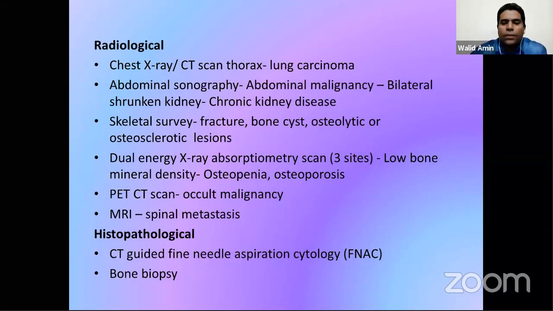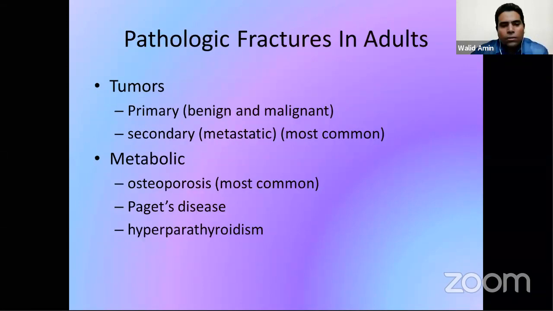We will talk mainly today about some types of pathological fractures in adults. In children, it is a very big topic, and we didn't mention it in this topic. Mainly the causes in adults will be tumors and metabolic causes. The tumors may be primary, which can be benign or malignant tumors, and they can be secondary or metastatic, which is more common than primary, of course. For the metabolic causes, we have osteoporosis, which is the most common of all pathological fracture causes.